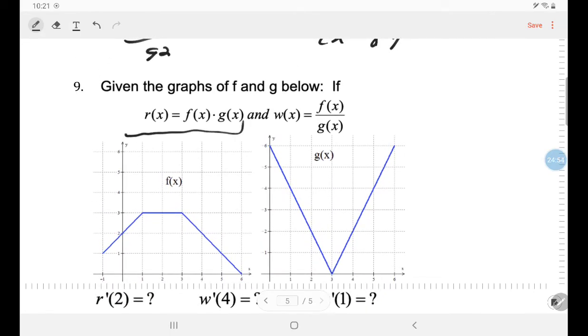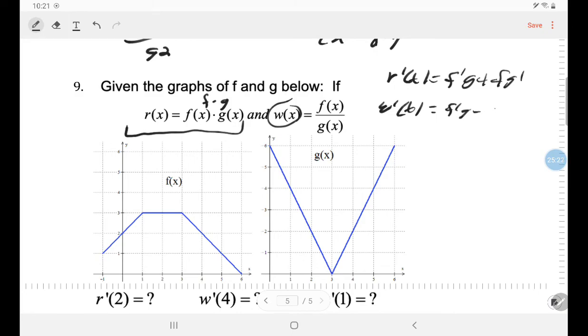Let's derive the equation for r prime. So r prime of x is, well, that's an f times a g. It's a basic product rule. So that's going to be f prime g plus f g prime. You can put the of x's if you so choose. W prime, that's going to be quotient rule. So I'm going to have f prime g minus f g prime all over g squared.